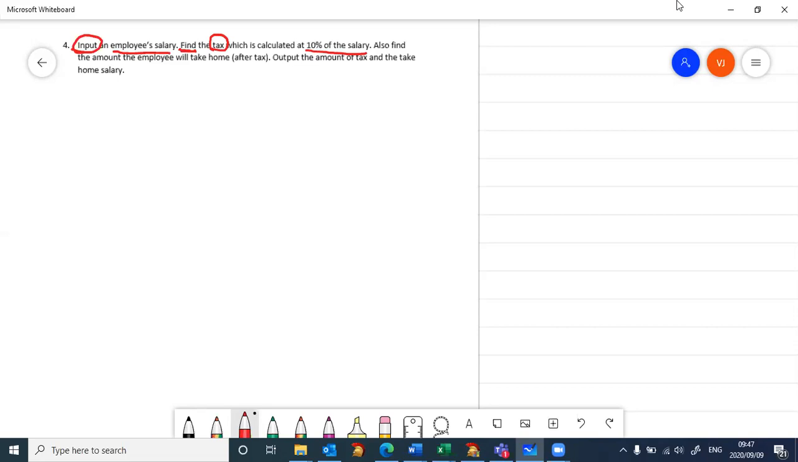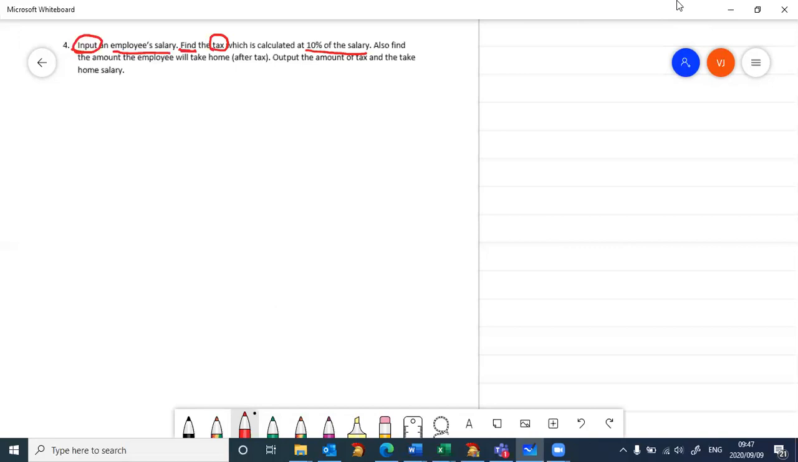Also find the amount the employee will take home after tax. So if the employee's salary is, let's say, 5,000 rands, and if the tax works out to be 500 rands, then how much does the employee take home after tax? It will be the 5,000 minus the 500, which is 4,500. So that's how the calculation will take place.